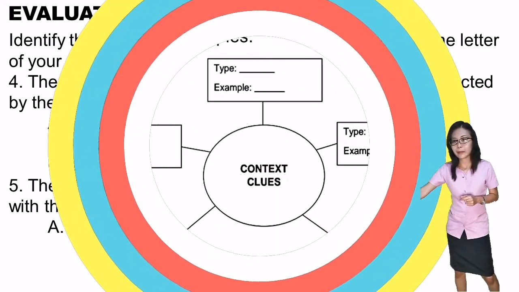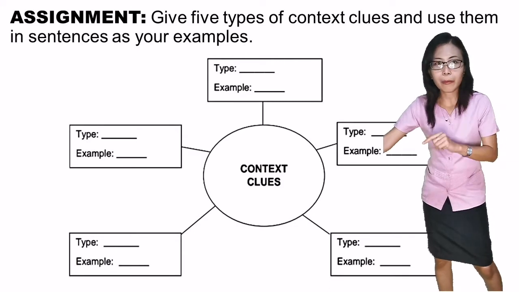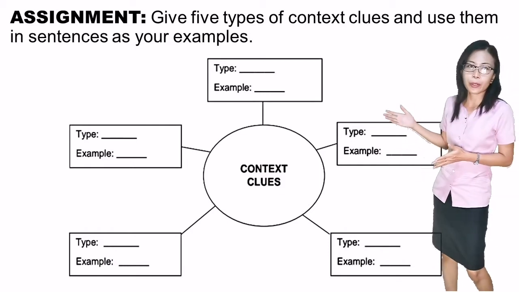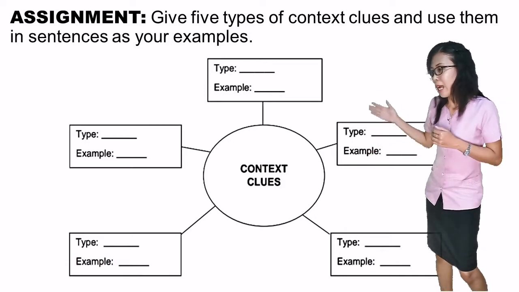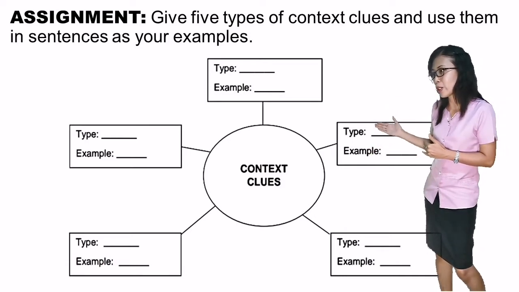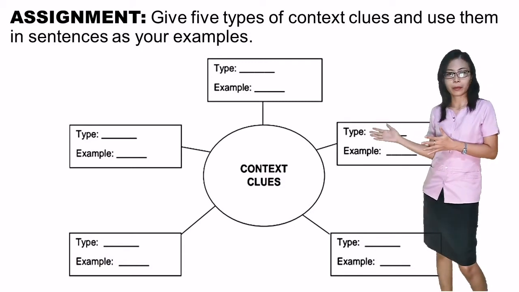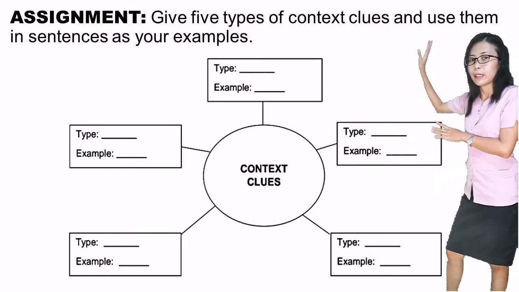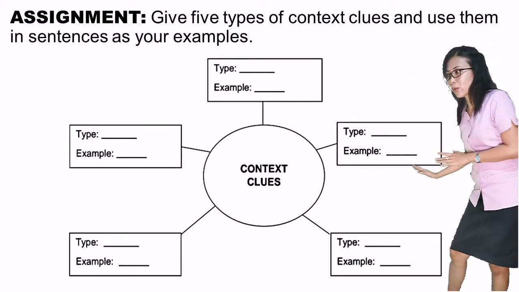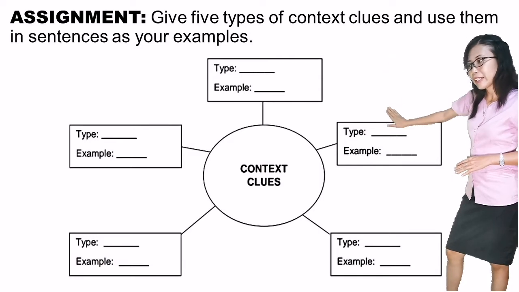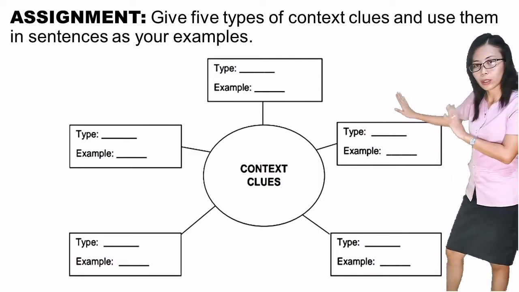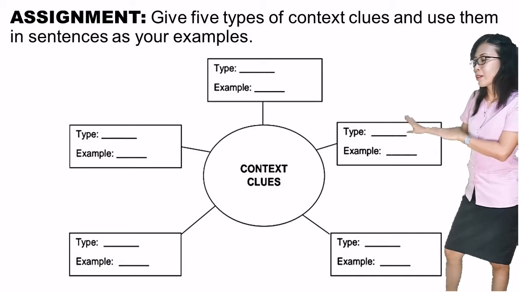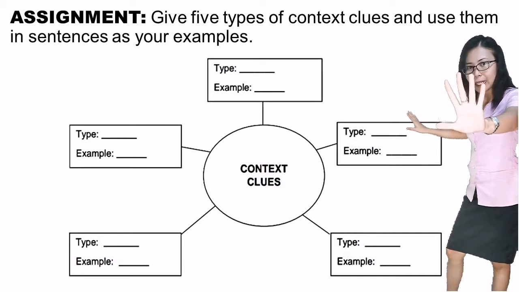And while writing, I just would like to remind you about the assignment. First and foremost, you just have to copy and answer your assignment. Give 5 types of context clue and use them in sentences as your example. Copy and answer, which means draw the textual aid, just like this one, where at the center is the context clue. You don't have to define what context clue is because we know already, but rather, give me 5 out of 9.